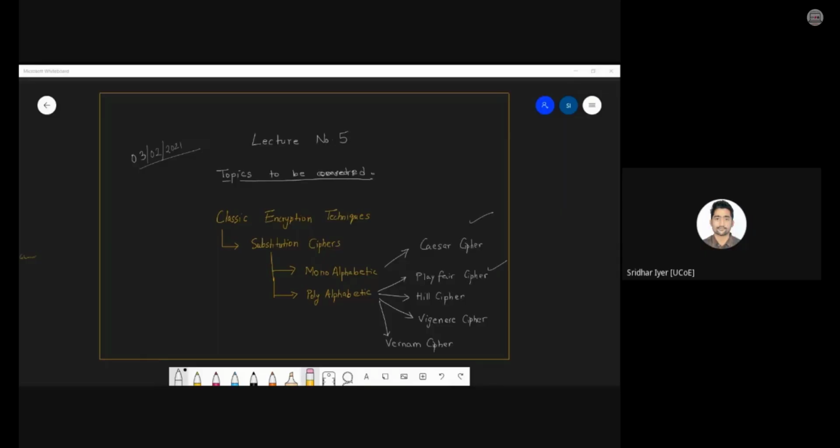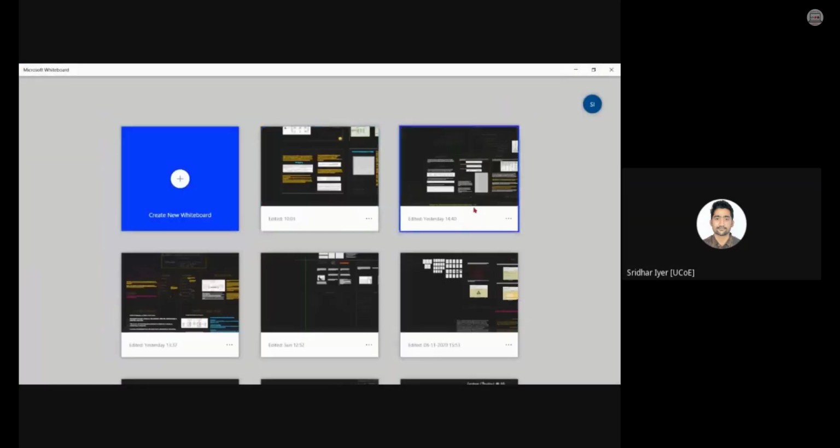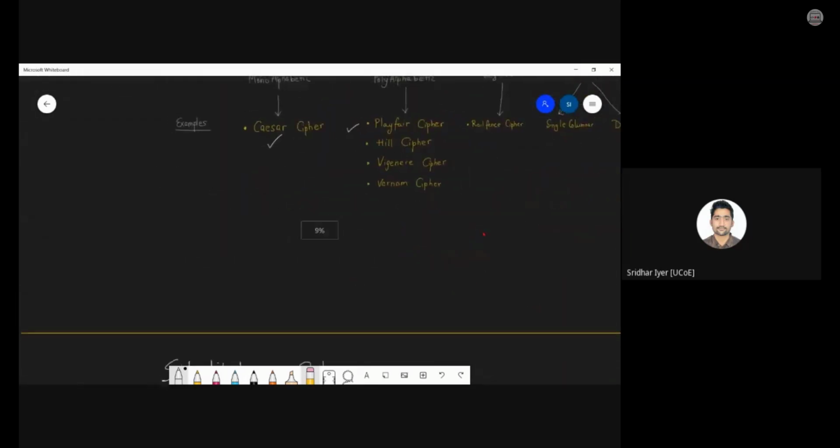Okay, students, let's quickly revise what we did yesterday, and then we'll start with today's lecture. The very first thing that we did yesterday was we learned what exactly are the various kind of ciphers. We started off with Caesar cipher, and then we moved on towards Playfair cipher.